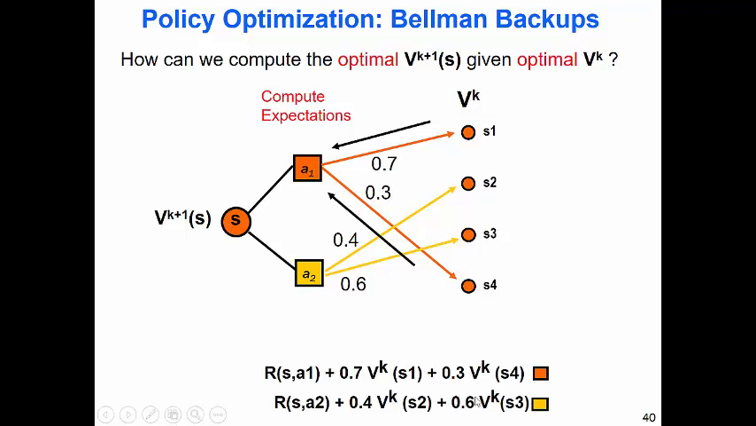And you can do the same thing for the other action, right? So if I took this action, how good would it be? And since at state S we have an option, like we're doing policy optimization now, we get to choose what action to take. We're just going to take the action that looks best to us, or has the highest expected reward according to these formulas. And so V_{k+1} at S is going to be the max of these two possibilities.